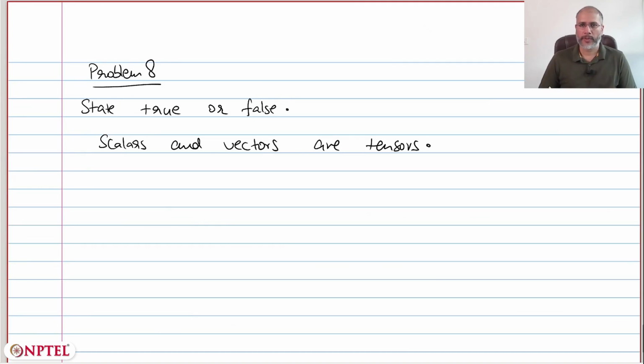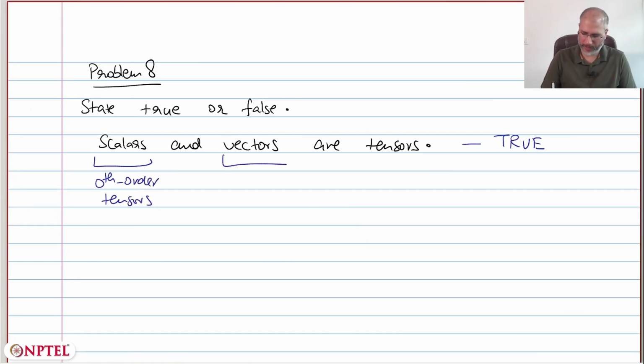It says state true or false. The statement is scalars and vectors are tensors, and this is true. Why? Because scalars are actually 0th order tensors and vectors are first order tensors. And this is how we learned about tensors.